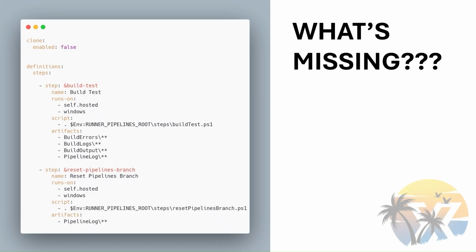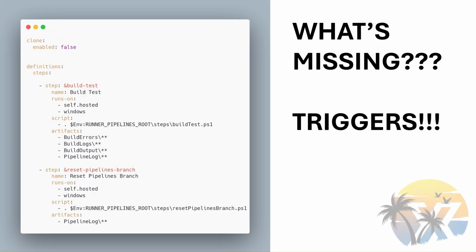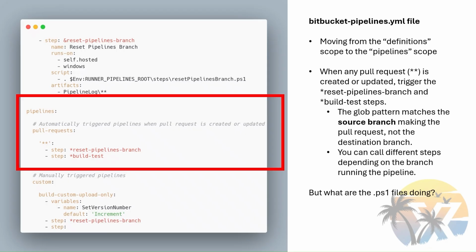So what's missing here? Well, we have these steps, but we're not saying when these steps should get triggered, when they should get run. So now we're going to move past the definition stage, and now we're going to move into pipelines. You can see pipelines is brought all the way to the far left. It means it's no longer under the definition scope. It is its own scope. Everything following from pipelines on out is within the pipeline scope.